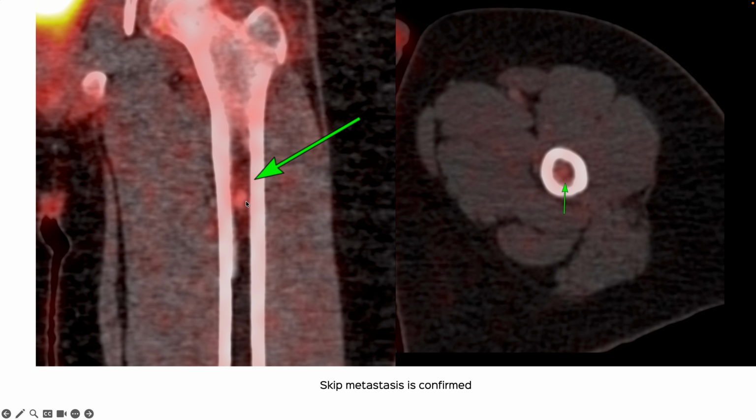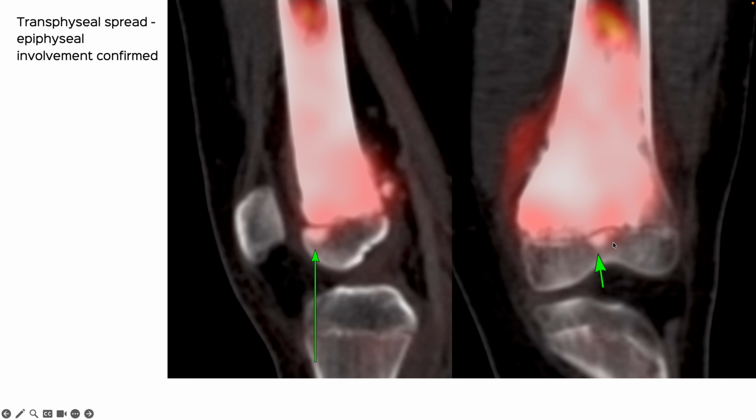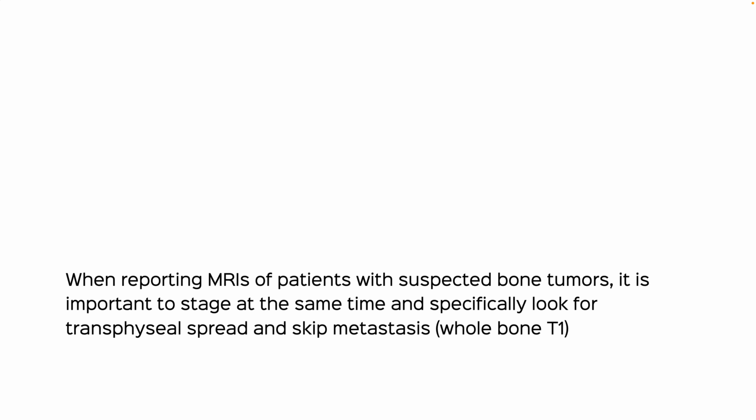There is a focal nodule in the marrow corresponding to the lesion on the MR that shows mild uptake. And the epiphyseal involvement is confirmed because we see frank osteoid in the epiphysis here. So both those things are confirmed on a second modality, and you don't really need to biopsy any of these to reconfirm the transphyseal spread and the skip metastasis.